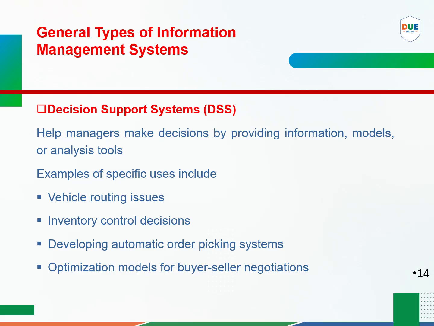Now we introduce decision support systems, or DSS. Unlike MIS and EIS, which mainly report what has already happened, DSS are designed to help managers make more complex, less structured decisions by providing information, models, or analytical tools. In logistics, DSS can be used for vehicle routing issues, such as designing daily delivery routes that minimize distance or time, for inventory control decisions, such as setting safety stock levels under uncertain demand, for developing automatic order picking systems that balance productivity and accuracy, and for optimization models that support negotiations between buyers and sellers, such as choosing the best combination of carriers and lanes.